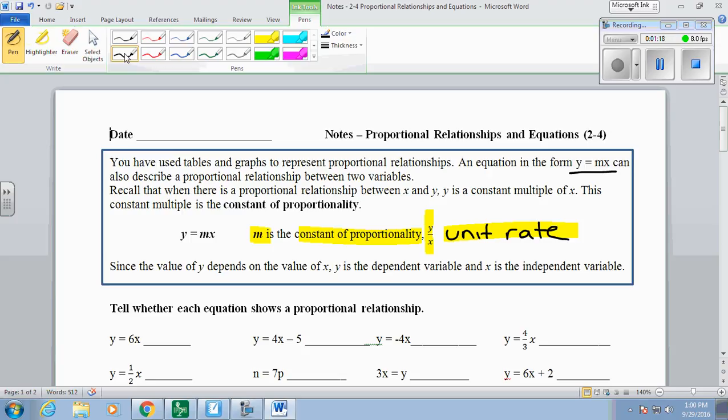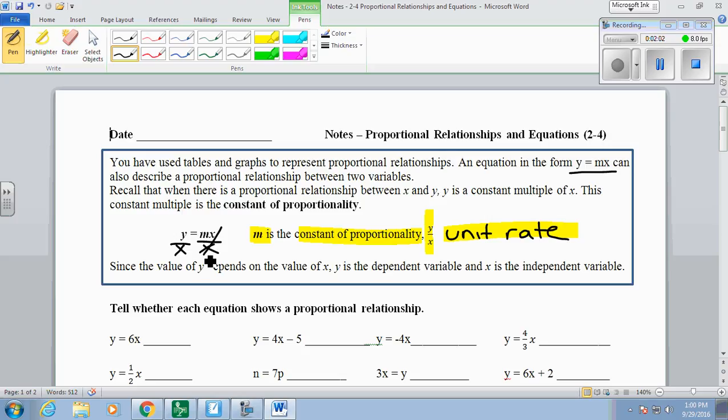It then says that since the value of y depends on the value of x, y is the dependent variable and x is the independent variable. I might have just said that backwards. Y is the dependent variable and x is the independent. Looking back at the y equals mx again, where they're getting m: if I was to divide by x, so sorry about that, I divide by x, I want you to notice that the x's would cancel out on the right side, and that leaves me with y divided by x, which is another way to explain the constant of proportionality, and it leaves m all by itself.